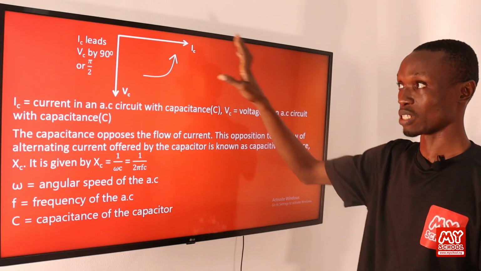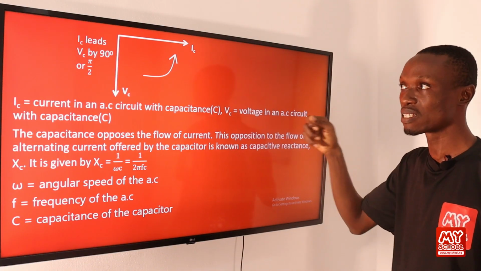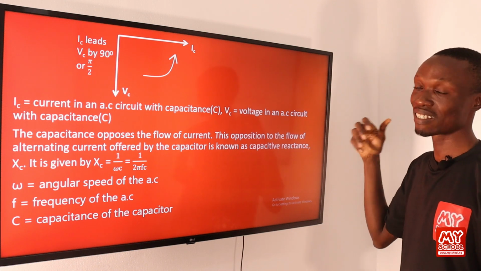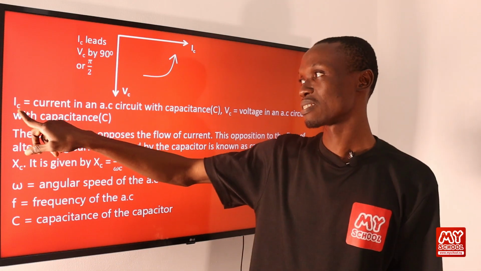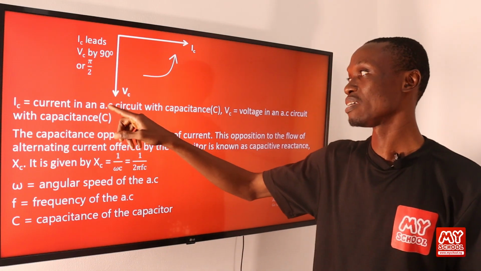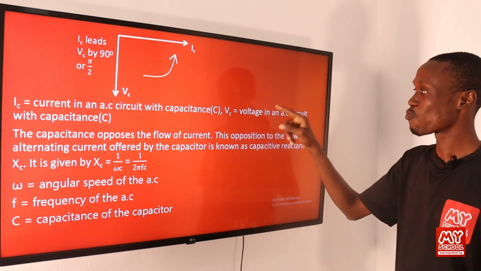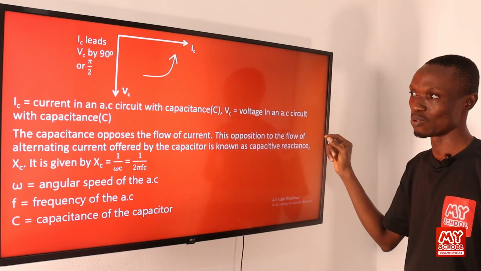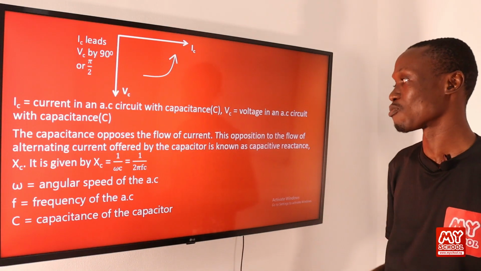Now, this is the vector diagram. As you can see in the vector diagram, the current leads the voltage by 90 degrees or pi over 2. Okay, so IC here is equal to current in an AC circuit with capacitance C, while VC is equal to voltage in an AC circuit with capacitance C. So the capacitance opposes the flow of current.